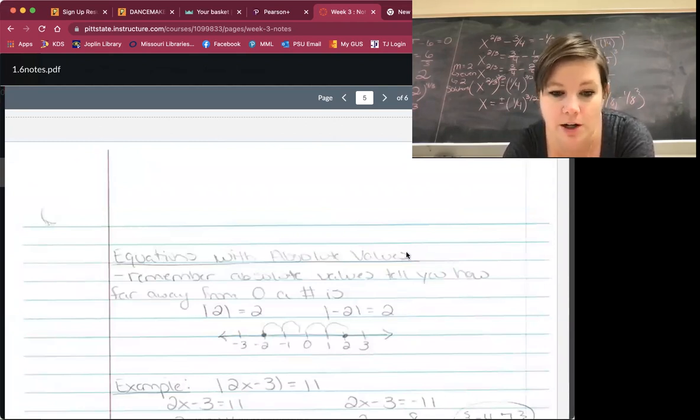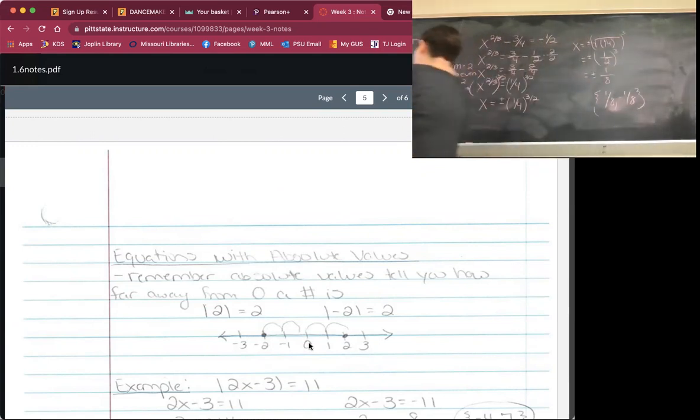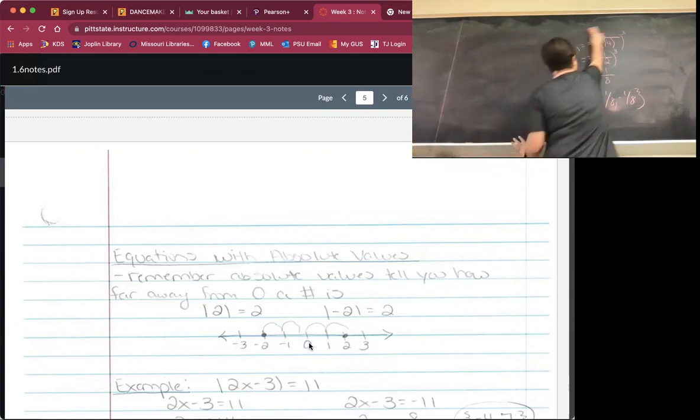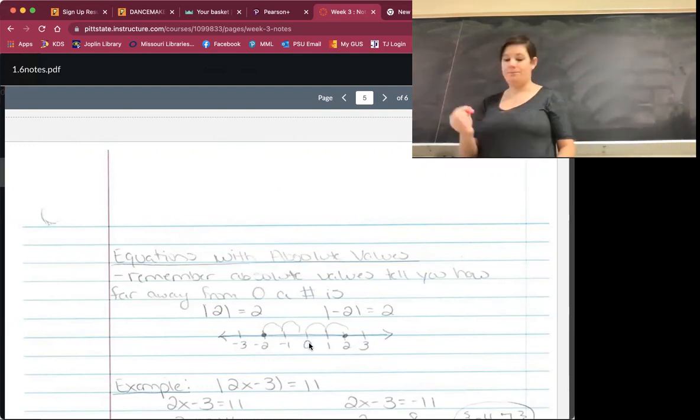So remember, before we talk about these, that absolute values tell you how far away from zero a number is. So I'll give you an example: the absolute value of 2 equals 2 because it's 2 places away from 0 on our number line. And the absolute value of -2 is also 2 because it is 2 places away from 0 on the number line. It's just on the left-hand side of the 0 instead of the right. So that's what absolute values are. Now we can start solving absolute value equations. And especially compared to these last two types of equations, I bet you're going to like them a lot.